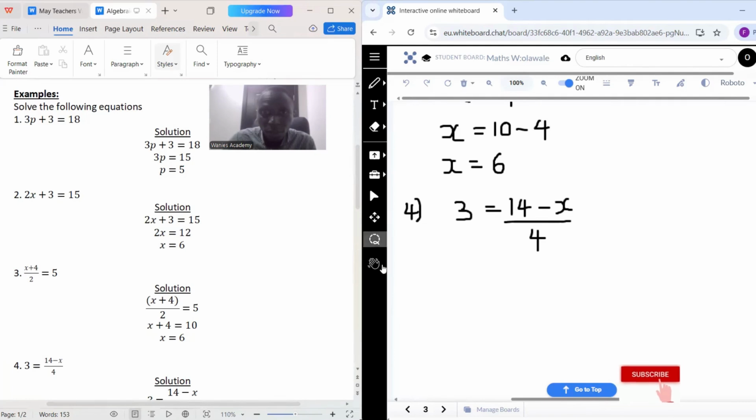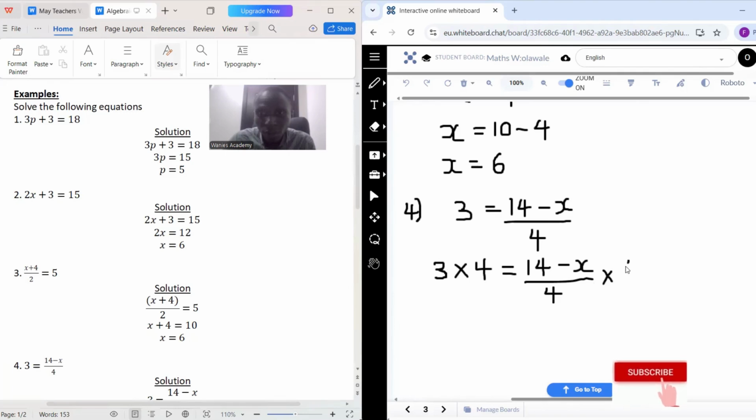So multiplying both sides by 4, we're going to have 3 multiplied by 4, and this will be equal to (14 - x) over 4 then multiplied by 4. Of course, we have 4 and we'll take off the 4 here. So we're going to have 3 times 4, that's going to give us 12, equals 14 - x.